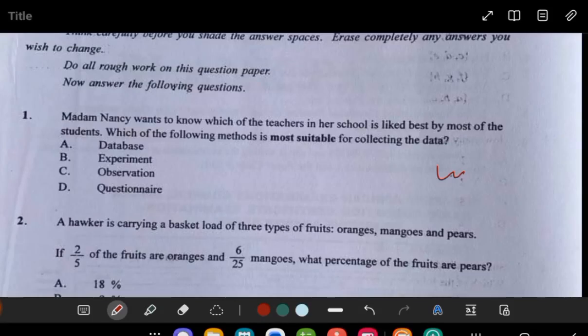So welcome, we start at number 1. First question says that Madam Nancy wants to know which of the teachers in her school is liked best by most of the students. Which of the following methods is most suitable for collecting the data? She can't use database because no information is collected. You can't experiment on people and not just observation. It's a questionnaire. So the answer to question 1 is D, the use of a questionnaire.